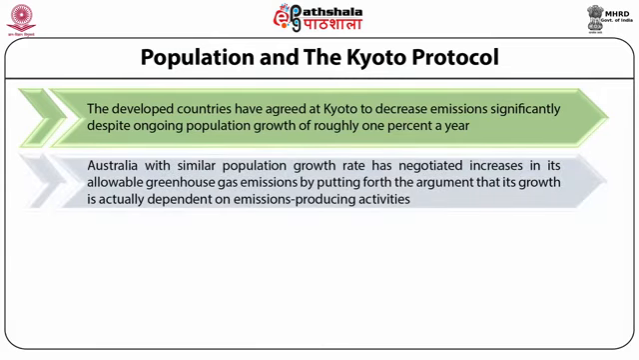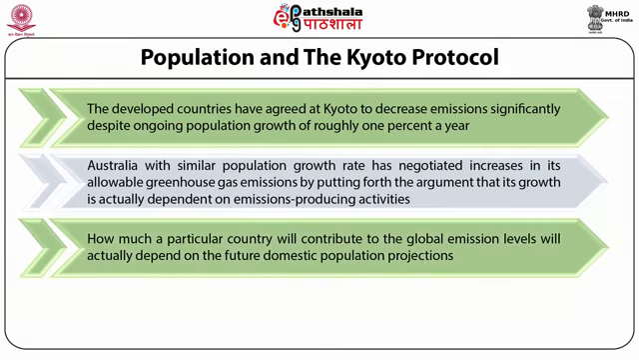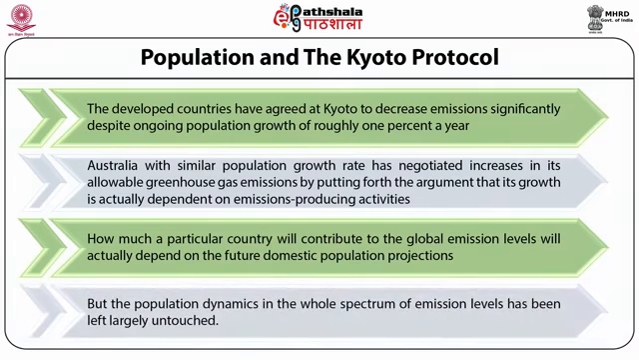Australia, with a similar population growth rate, has negotiated increases in its allowable greenhouse gas emissions by putting forth the argument that its growth is actually dependent on emissions producing activities. How much a particular country will contribute to the global emission levels will actually depend on the future domestic population projections. But the population dynamics in the whole spectrum of emission levels has been largely left untouched.